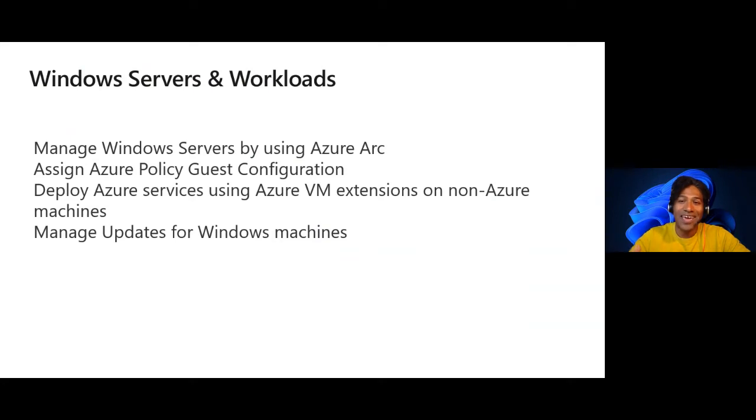So there are different Azure services that can manage your Windows servers both in Azure and also on premises. With Azure Arc, which is a control plane for your infrastructure, you can manage it in the same way as you would your Azure infrastructure. And some of the items that you can assign would be the Azure policy for guest configuration. You have the ability to deploy Azure services using virtual machine extensions, and this is also for non-Azure machines.